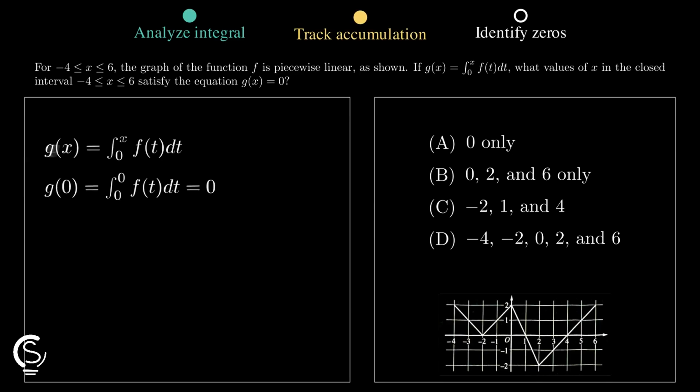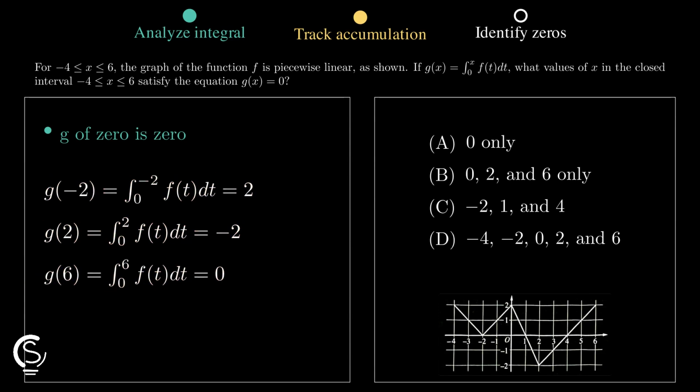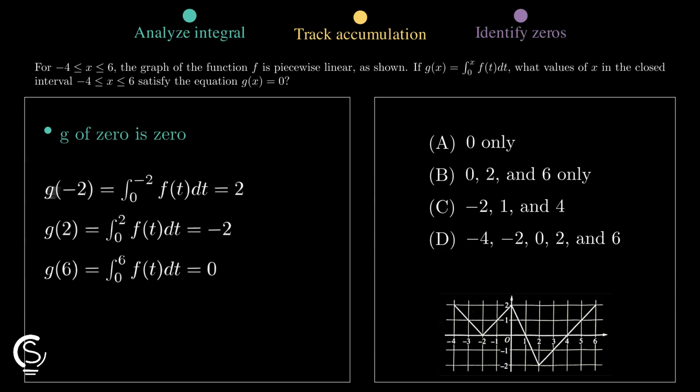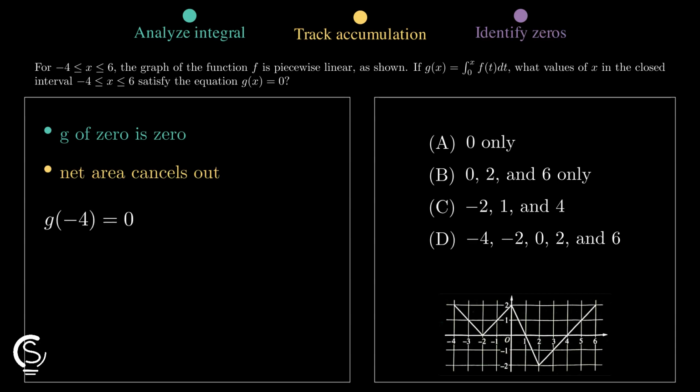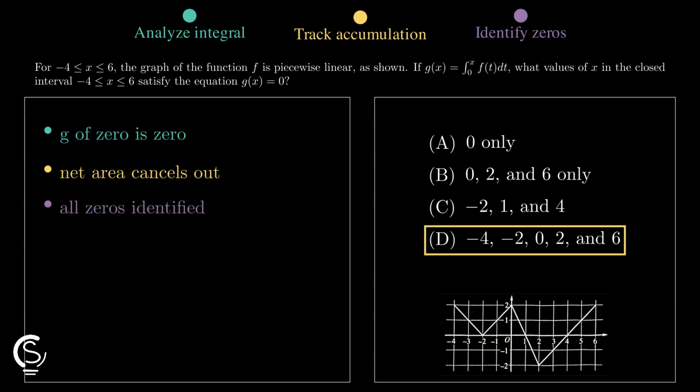Moving left from 0, the triangle from -2 to 0 has area 2. Moving right, the triangle from 0 to 2 has area -2. These cancel the previous area. Checking the full interval, we find g of x is 0 at -4, -2, 0, 2, and 6. Each point balances the accumulated area perfectly across the graph.